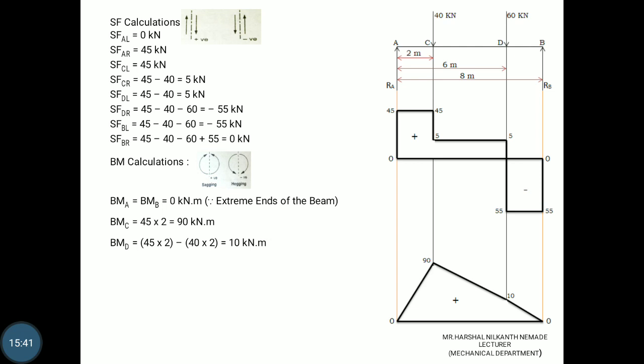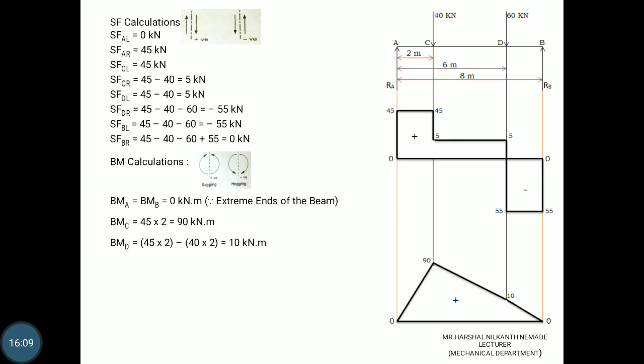So bending moment calculation: BM at A and BM at B is equal to 0, since they are at the extreme ends of the beam. Okay, so I will calculate BM at C. It is 45, which is your RA value, into the distance 2 from RA to the C point. 45 into 2, I will get 90 kilonewton meter.